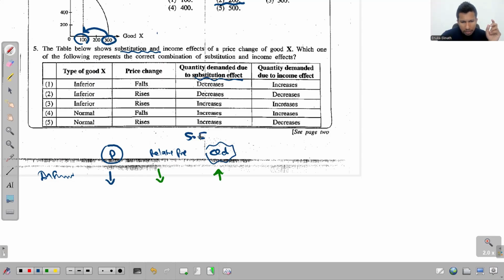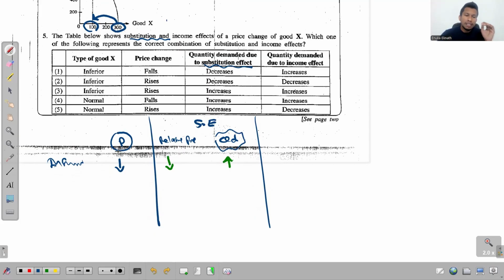So let me write here substitution effect. So when we consider the substitution effect, we first need to recognize what happens to the relative price, and as a result, what happens to the quantity demanded. All right. So that's about the first one, and we'll check this with the provided answer. The price of the inferior good falls, and as per the discussion we had, the quantity demanded due to substitution effect should increase, but this says that the QD value decreases, which is wrong.